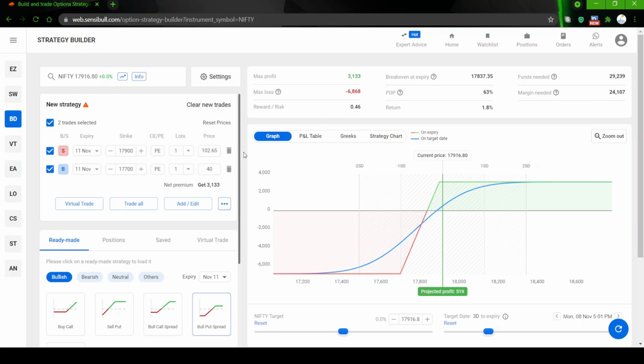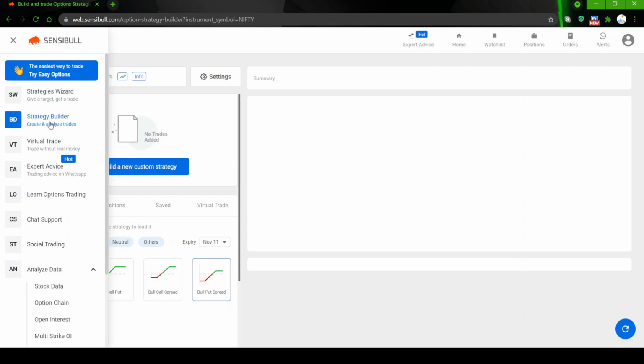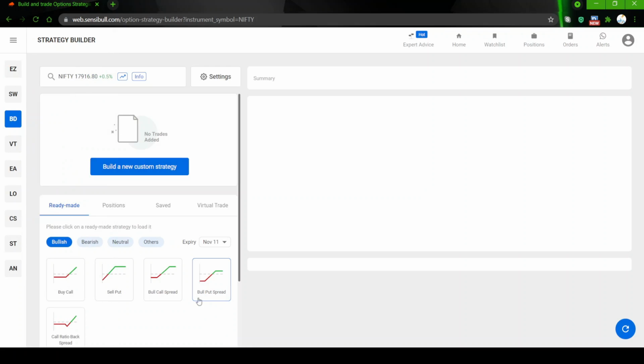Let's see how we are going to take it. I'll just clear the trades. So this is the Sensibull interface. This is available in the free version also. The strategy builder is available in the free version also. You can go to Sensibull and then select the strategy builder from the left side menu. So you will come to this screen.